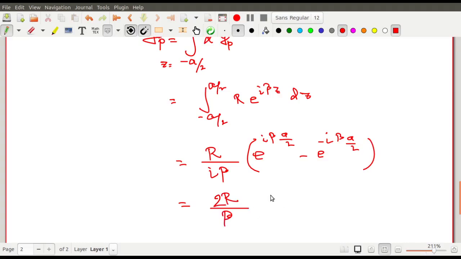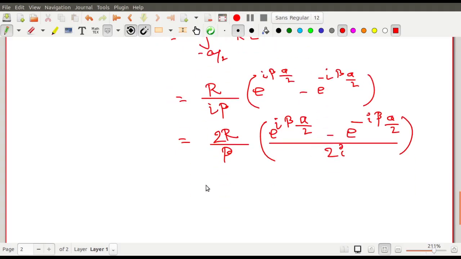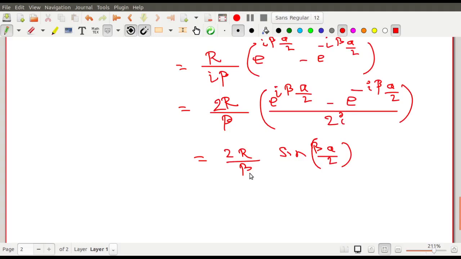Twice r by beta, e to the power i beta a by 2 minus e to the power minus i beta a by 2, divided by twice i. Right? i was already present, I have just taken care of the 2. And this gives me sine of beta a by 2. So twice r by beta, this gives me sine of beta a by 2. Got the idea?